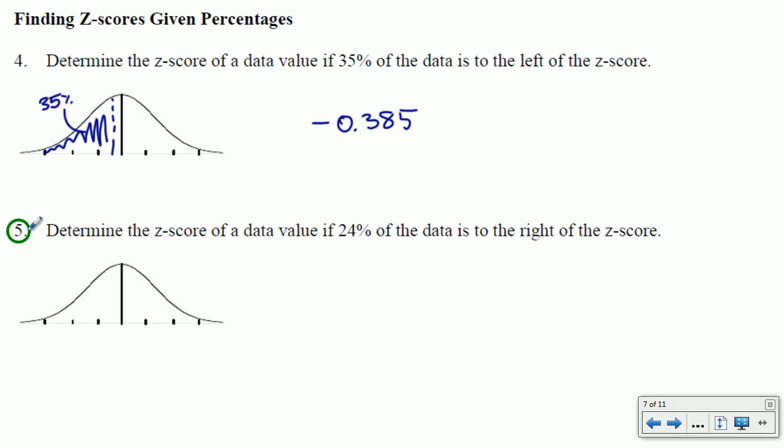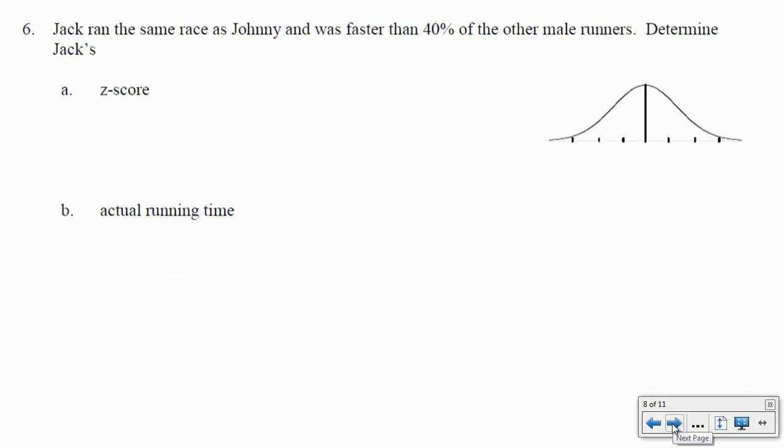So I'm going to leave question number 5 for you to do on your own. We'll do question number 6 together. So for number 6, Jack ran the same race as Johnny and was faster than 40% of the other male runners. We need to determine Jack's Z score and actual running time. So remember, in the normal distribution, if we're talking about running times, slower runners are to the right. So we need to arrange 40% like this to be to the right of Jack. So this will be a good hint for you for number 5.